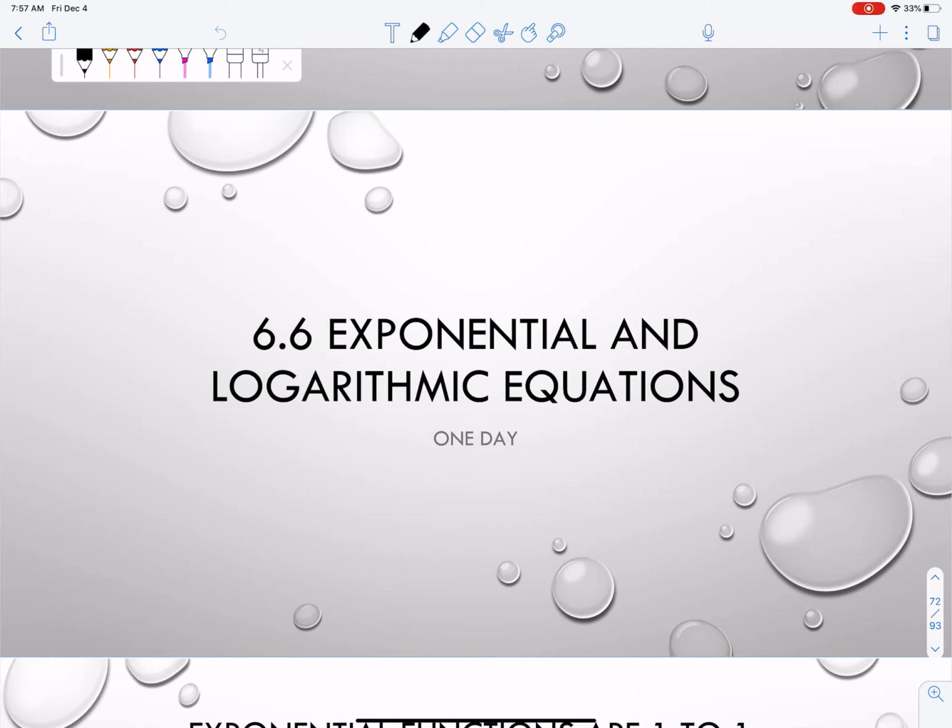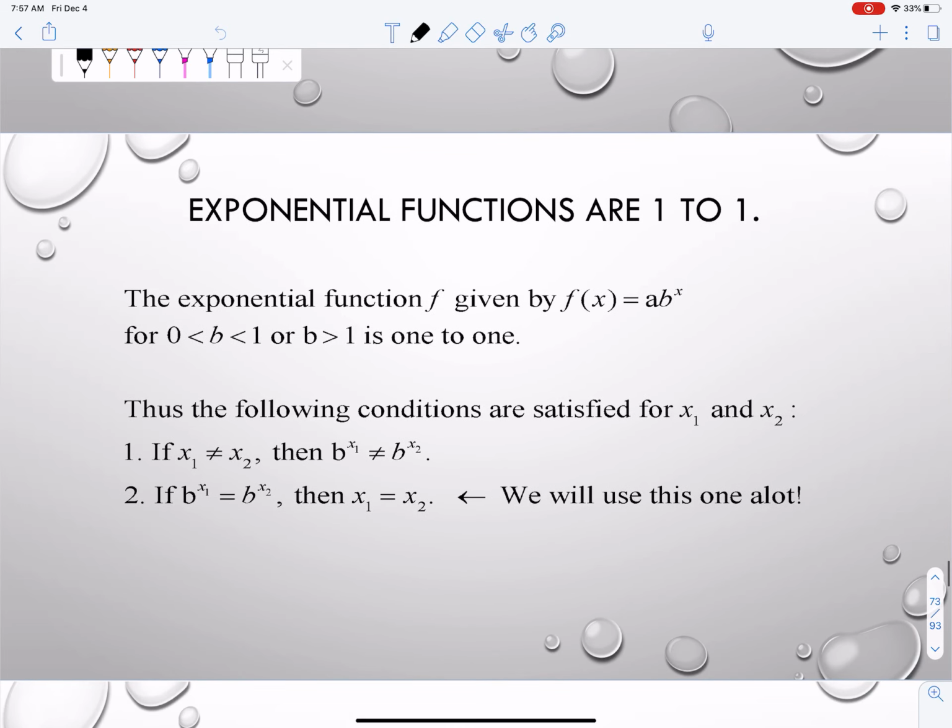All right, our next section is going to be 6.6, exponential and logarithmic functions. Today we're going to take a look at starting to solve exponential and log functions using one another as inverses, where we can't solve them necessarily with equality properties as we have before.